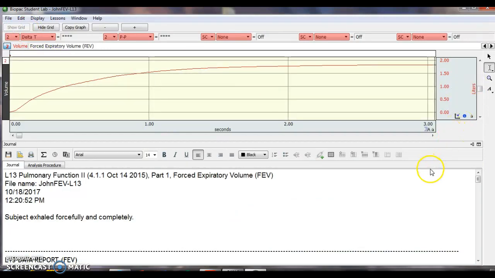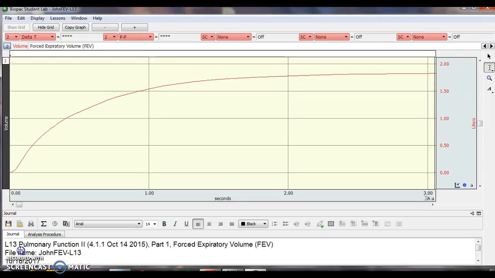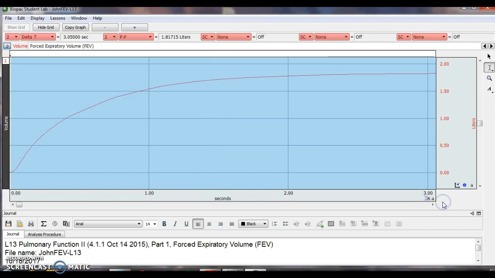And I want to get rid of this journal, so I'm going to just go here, pull it down, and that's going to give me at least half units. Now, to find out what this value is, I just moved the cursor over here. I highlighted it, and I'll highlight this whole thing. I breathed out 1.81, 1.82 liters in 3 seconds. So again, my calibration was off.